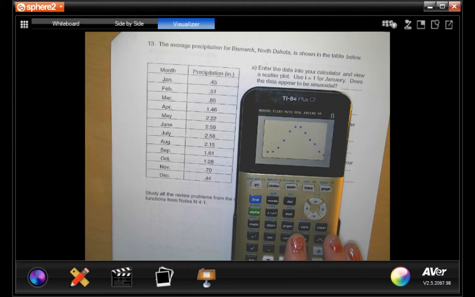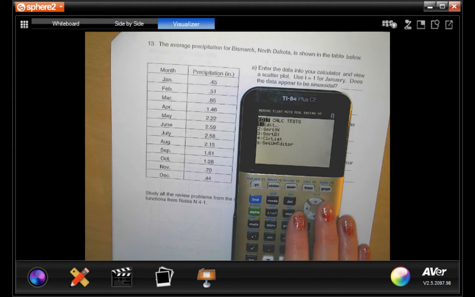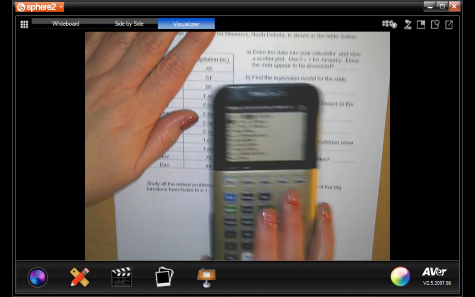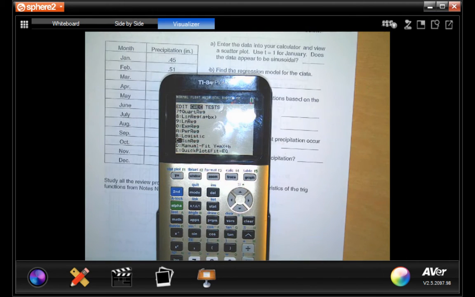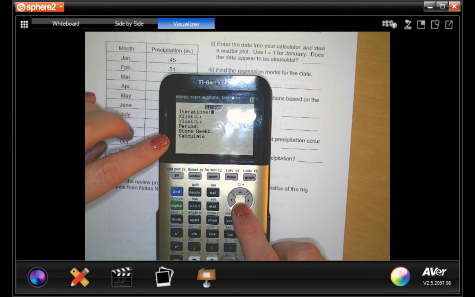We go to second. Or just stat calc. Go to sine regression. So I just arrow up because it's at the bottom, right? We want sine regression. Then what do we need to remember to do on this screen? Make sure that it's L1 and L2. Well, yeah, that should be the same.